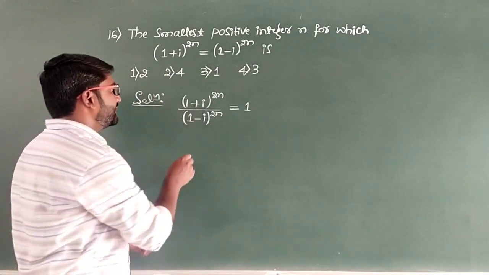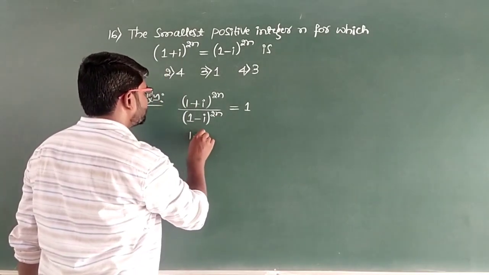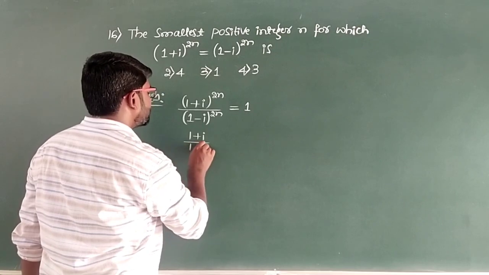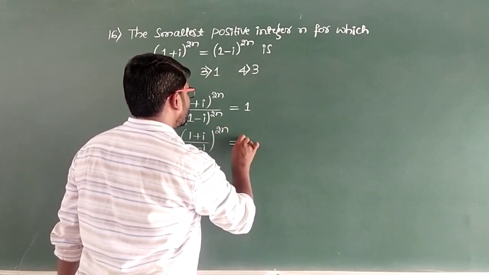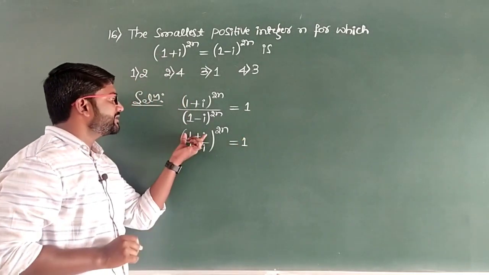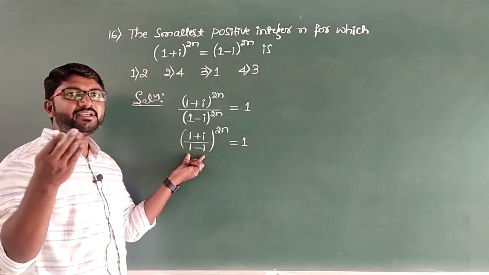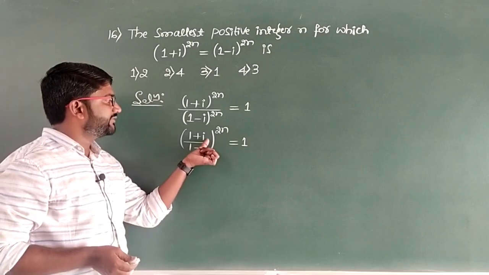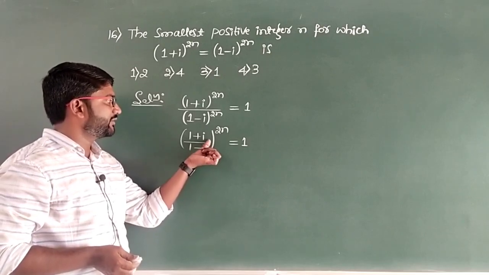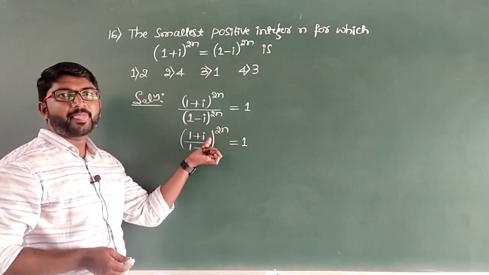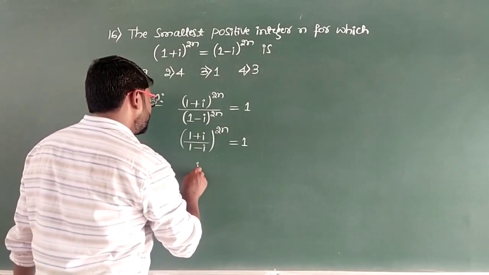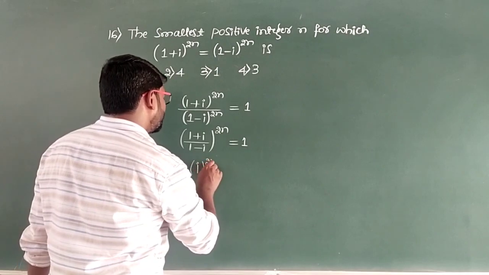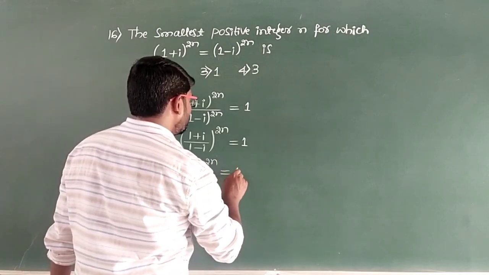Now this can be written as ((1 plus i) divided by (1 minus i)) whole to the power 2n which is equal to 1. Now the value of (1 plus i) divided by (1 minus i) will be i. Later you can simplify this by rationalization, multiply and divide by 1 plus i. So if we simplify this we get i to the power 2n which is equal to 1.